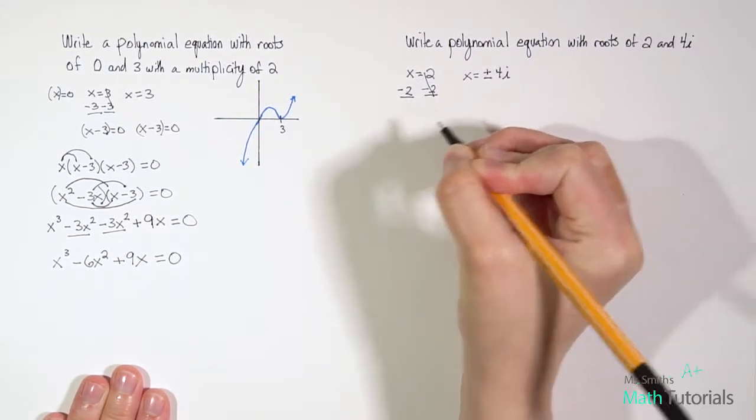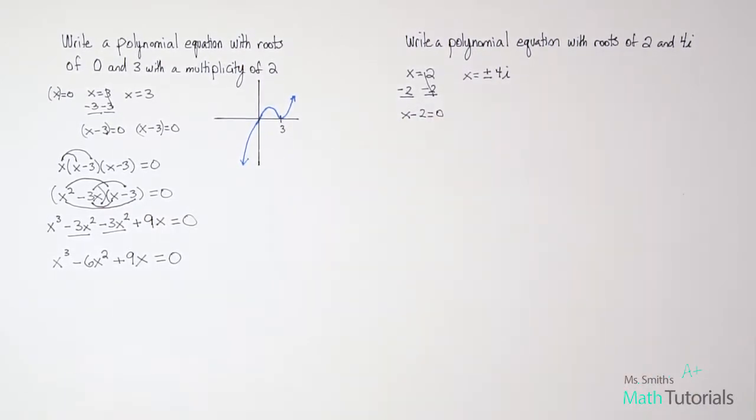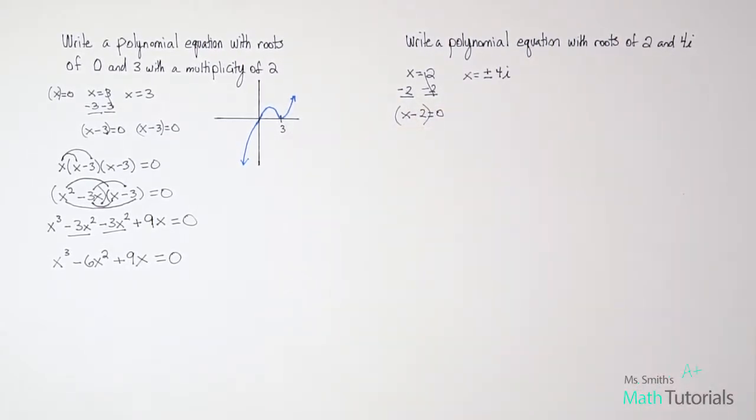We'd want to subtract 2 from both sides and we get x minus 2 equals 0. So we're good on that first factor. Definitely one of our factors is x minus 2. But for the second one, we have to do a little bit more work. We've got this plus or minus 4i.